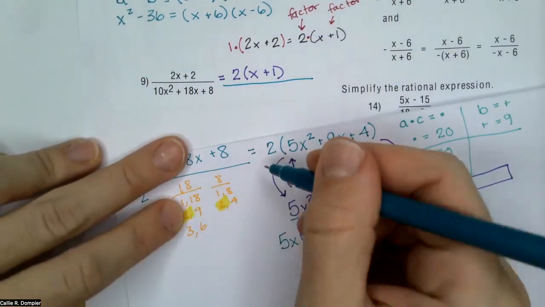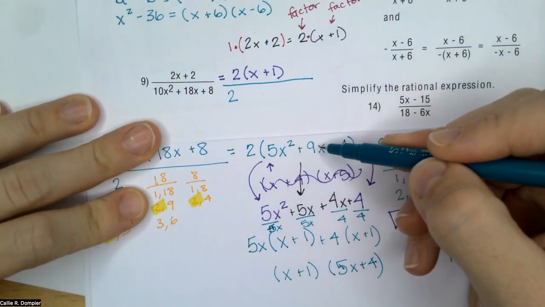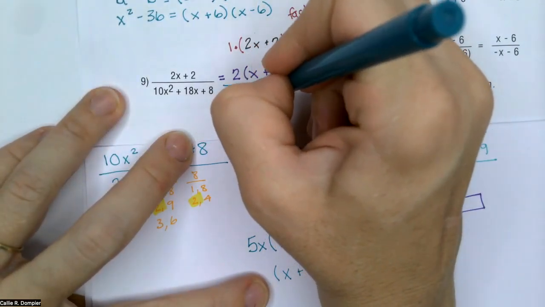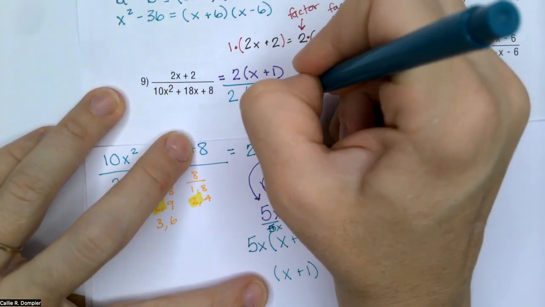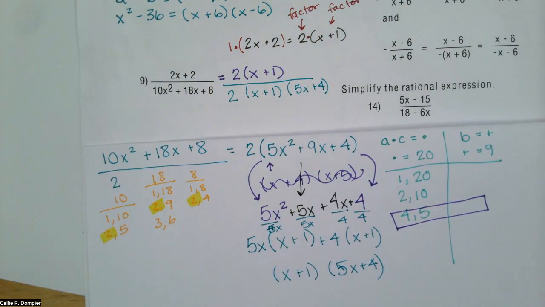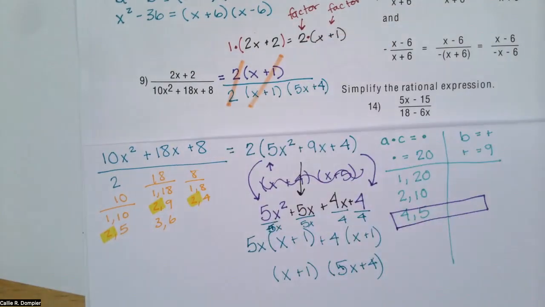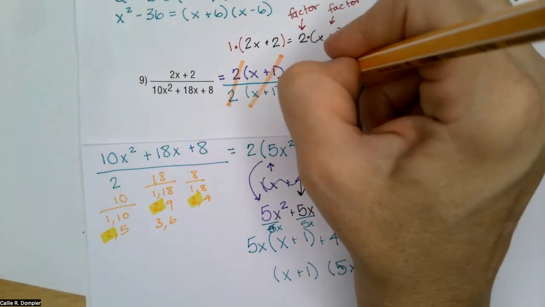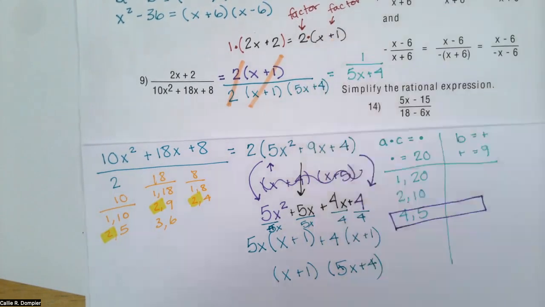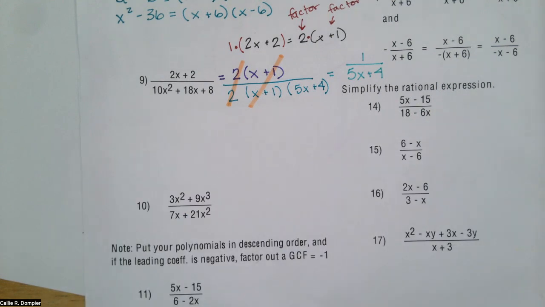So remember that original 2. And then the 5x squared plus 9x plus 4 becomes x plus 1 times 5x plus 4. Now, what can we factor out? We can factor out the 2, and we can factor out the x plus 1, and we are just left with 5x plus 4. It's on the bottom, so we put a 1 on the top. That's the answer, number 9. Good?